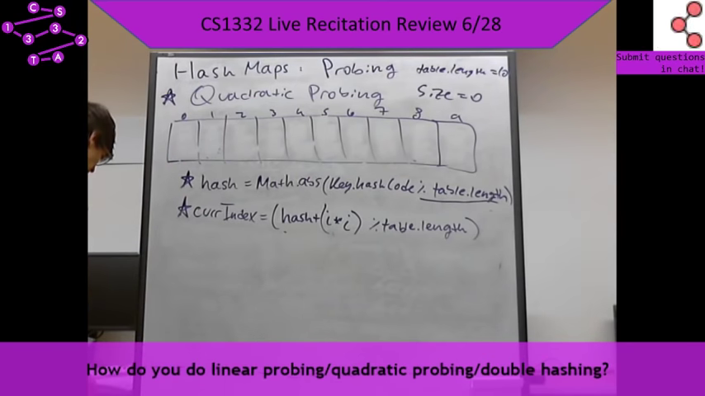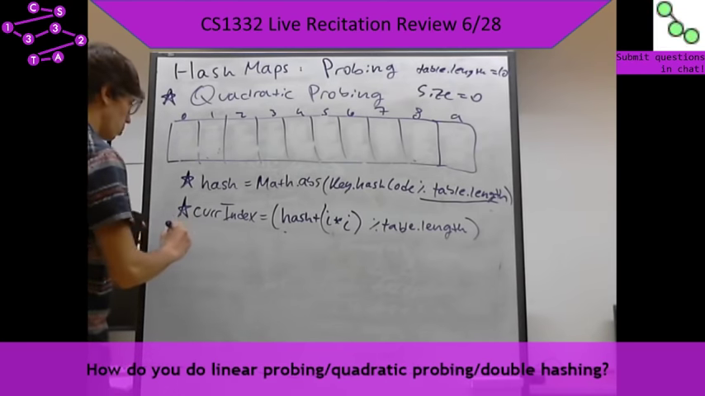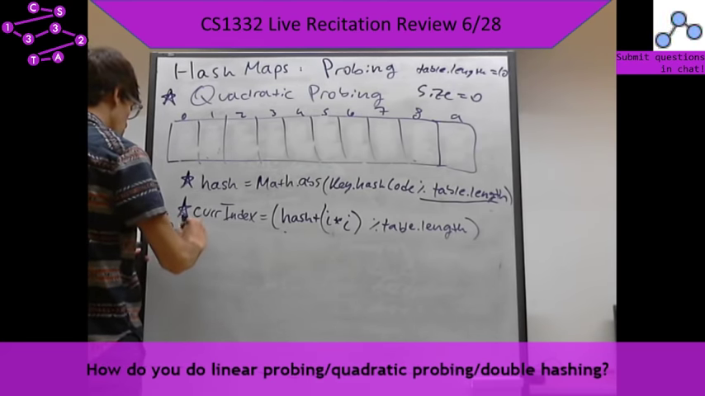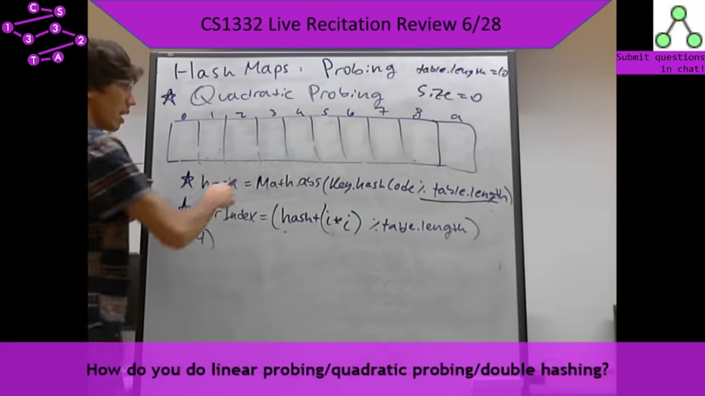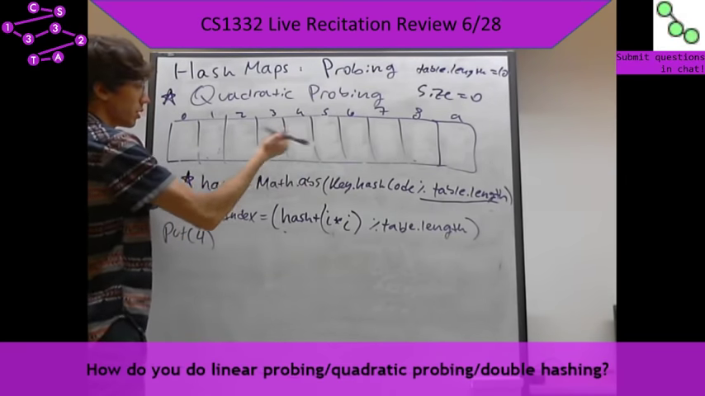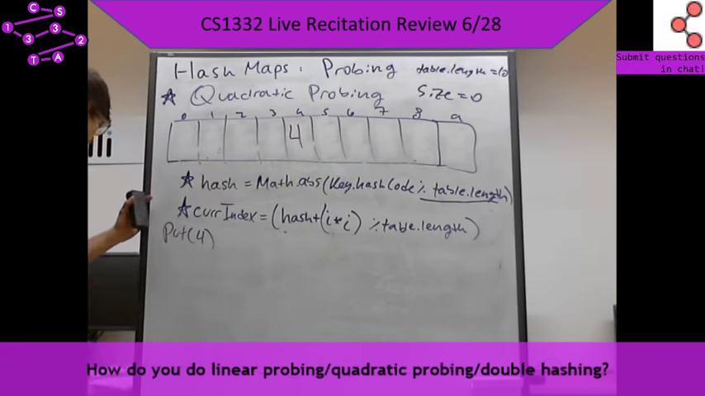Okay, and we're going to do a lot of the same operations here to show you the real easy difference between these things. So we'll do put 4 again. That'll initially map to 4. There's nothing in there, so it'll just be placed right in.